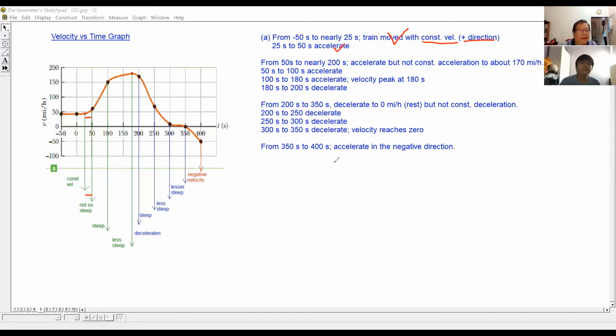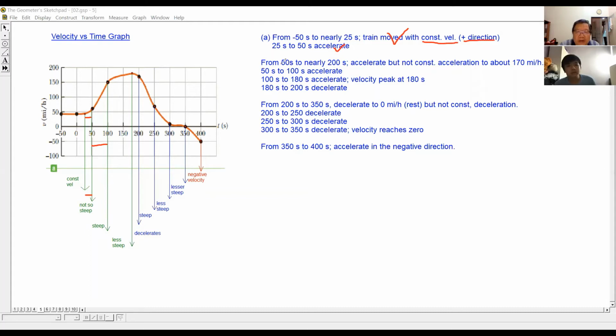Next part, from 50 to 100 here. From this line, 50 until 100. During this period of time, it goes from this black dot here until the other black dot here. So actually the velocity is increasing and it is quite steep. The line is quite steep.